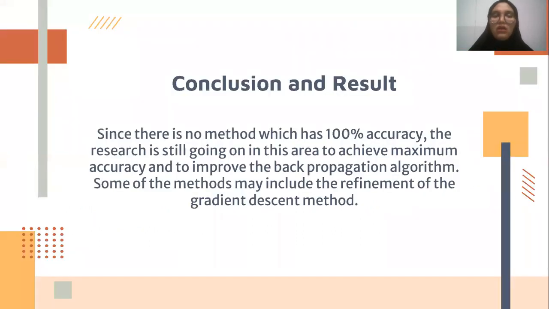So the conclusion and the result is: since there is no method which has 100% accuracy, the research is still going on in this area to achieve maximum accuracy and to improve the backpropagation algorithm. Some of the methods may include the refinement of the gradient descent method.